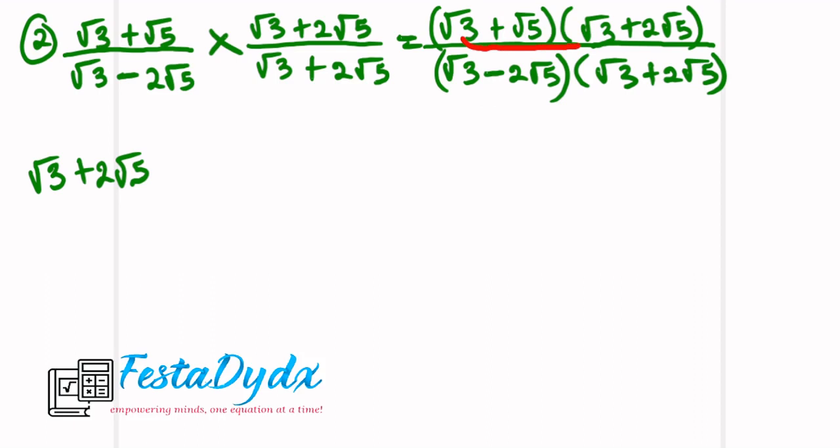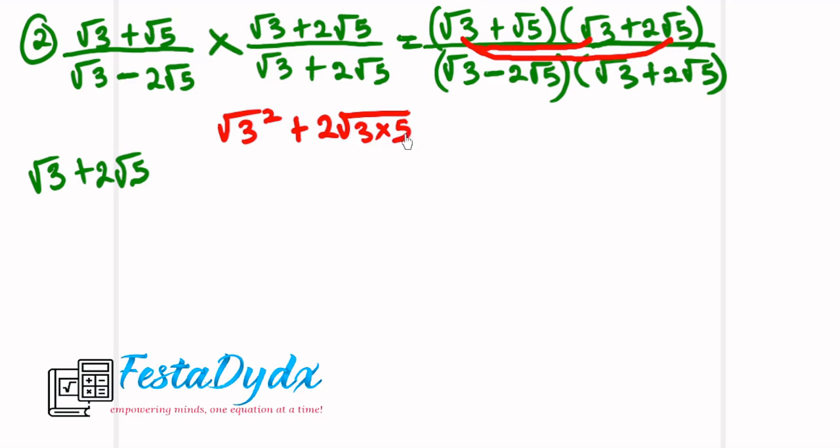Root 3 times root 3 is going to give us root 3 square. And then we'll have root 3 times 2 root 5. There's a plus sign here, so plus 2 root 3 times 5. We are going to put this surd under the same radical sign. So root 3 times root 5 is what we have here, 3 times 5. Then we'll have our 2, which is a whole number. So 2 root 3 times 5.